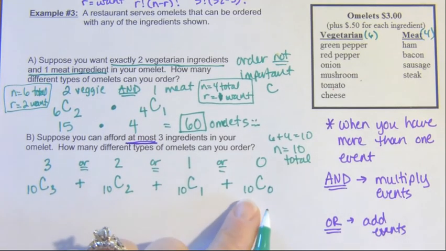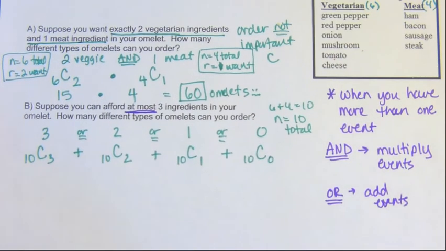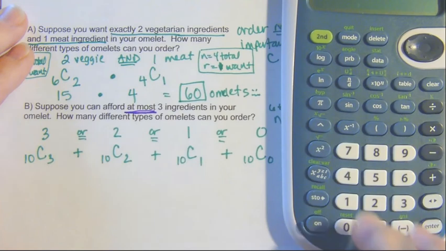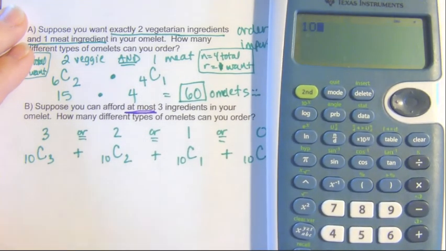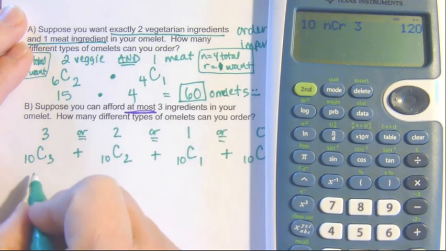Now maybe you think that this one's not important, but stick with me here. All right, let's type these in the calculator. I'm going to clear that out. I have 10 nCr 3. That gave me 120.